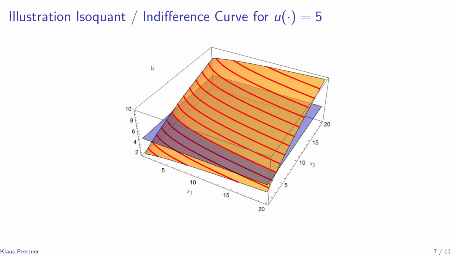We can illustrate this further. So here we have the same graph as before, but now we have another plane that intersects the utility function at a level of utility of 5. And we see here the intersection is exactly this isoquant, or this indifference curve. So along this isoquant, you would be able to achieve a utility level of 5, or 5 utils, or whatever you would like to call it. And you can do this with little consumption of x2 and lots of consumption of x1, or little consumption of x1 but more consumption of x2, and all the combinations along this isoquant.